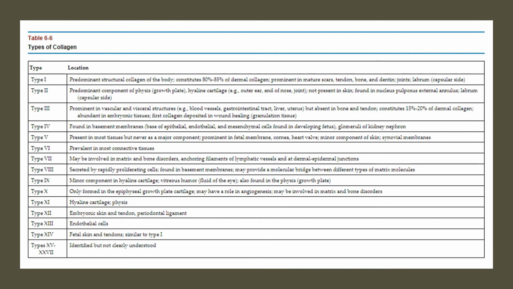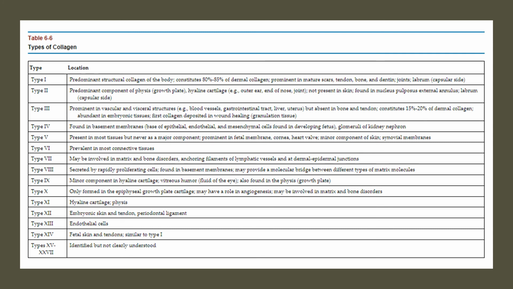As I mentioned earlier, there are many different types of collagen that exist in our body. And remember, collagen is an essential structural entity in the body. It provides the structural support and the necessary tensile strength for many different components of the body. And as you can see here, there are many different types of collagen. I will only test on collagen types 1, 4, and 10.